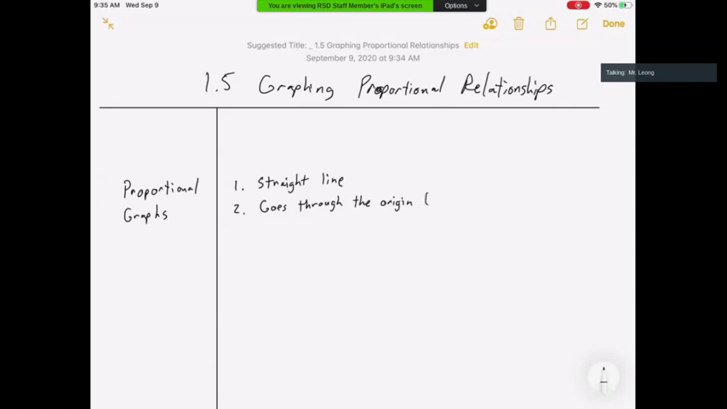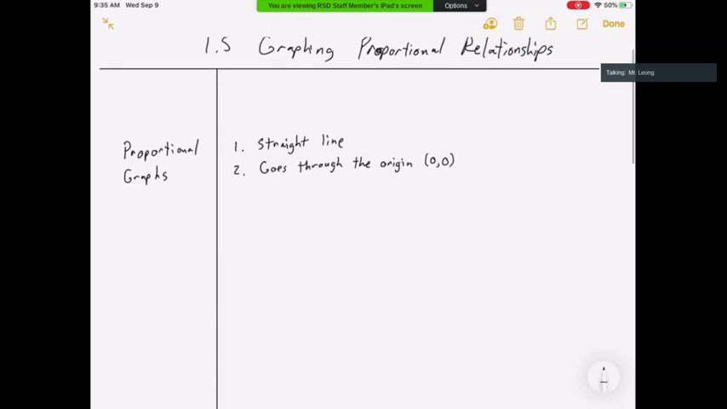And the origin is 0, 0. If you're doing coordinates, 0, 0. So this is what characterizes a proportional graph. Those two things. If it's got those two things, again, is it proportional is a yes or no question. So it's either yes it is or no it's not. So let's look at some examples. Let's write these down.